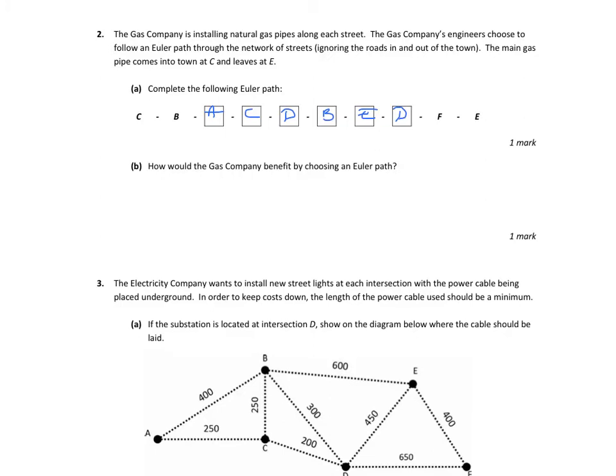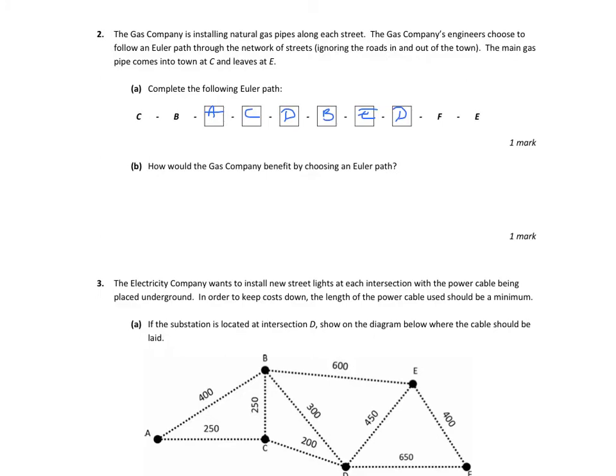Part B, how would the gas company benefit by choosing an Euler path? Well, clearly an Euler path will cover every street, and it will only cover each street once. So when they're installing their pipelines, it means that they don't have to double up on each street, and it means that there's a continuous flow throughout that network. So that would be an advantage of using an Euler path.